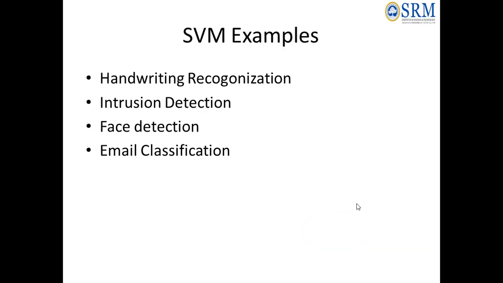SVM examples. We are seeing about examples. Handwriting recognition is available. Intrusion detection is available. Face detection is available. Email classification is available. Now you may ask me a question: okay, everything can be done with the help of logistic regression also. Why is logistic regression not as good as SVM in machine learning?